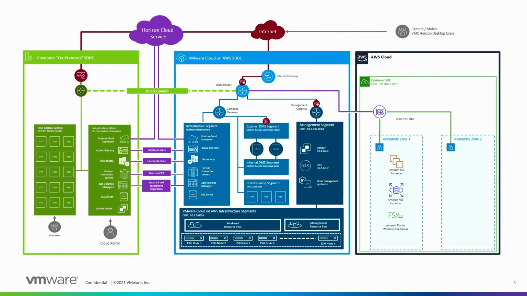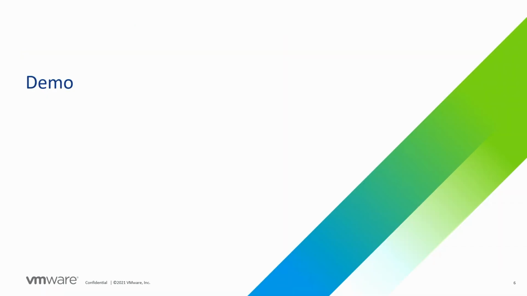Now, this is our reference architecture for what we're going to be deploying. The key thing I want to call out is that the connectivity between our SDDC and our VPC is going over this cross-VPC ENI. All right, so now let's switch over to our demo.